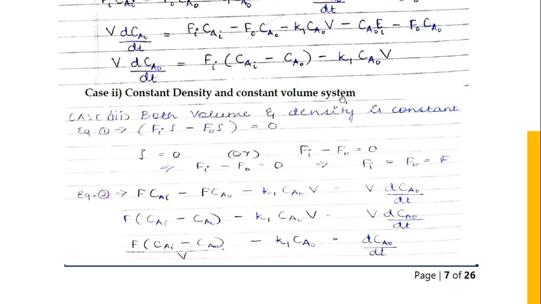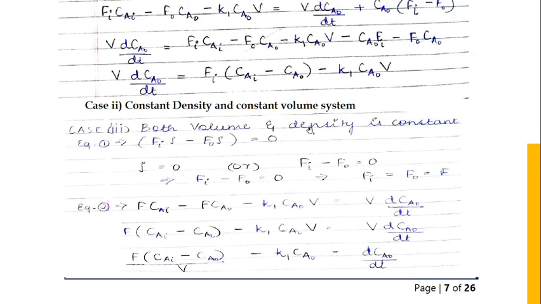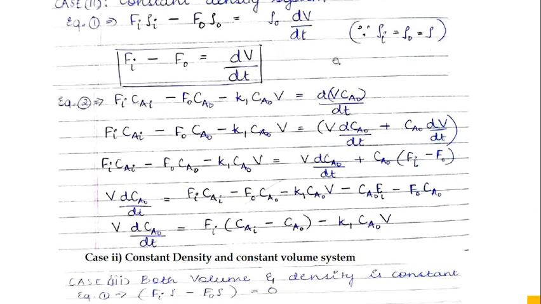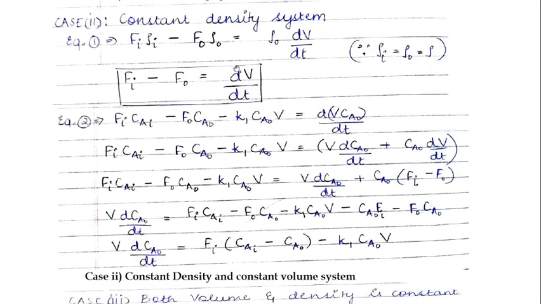Now the constant density and constant volume system. Here we consider the density and volume both are constant, not one by one, both are constant. So rho naught, rho i is equal to rho, one thing. Then the volume with respect to time does not change. Now if that is the case, if you look at this equation, the rho gets cancelled out anyway, right? So since it is a constant density system, you'll get the same equation.